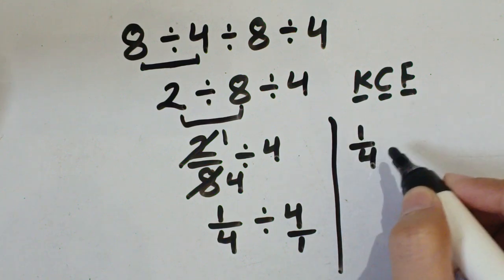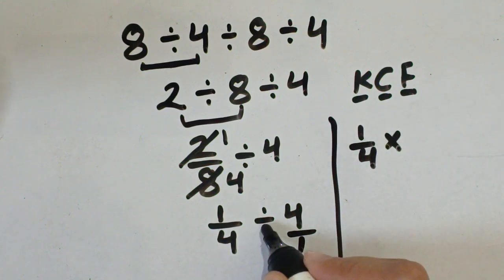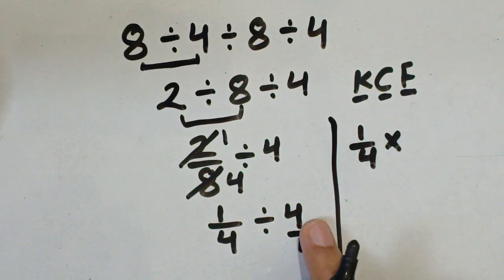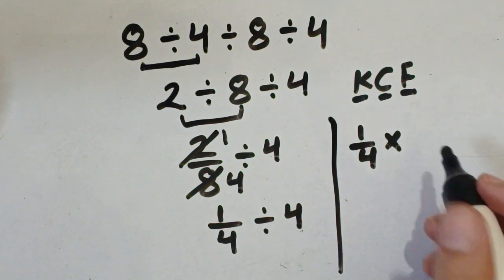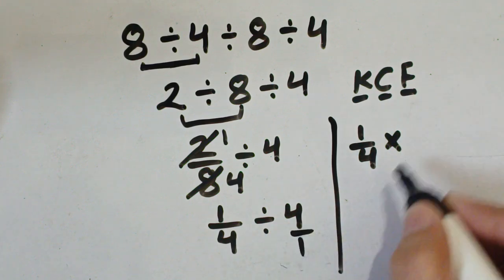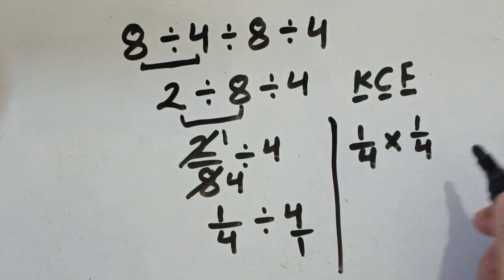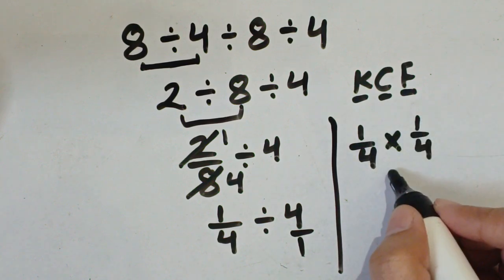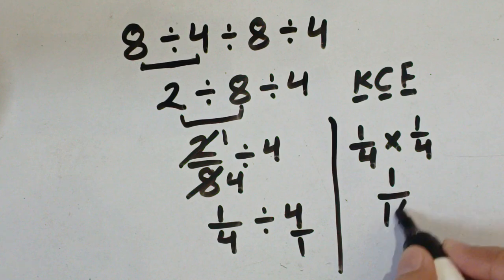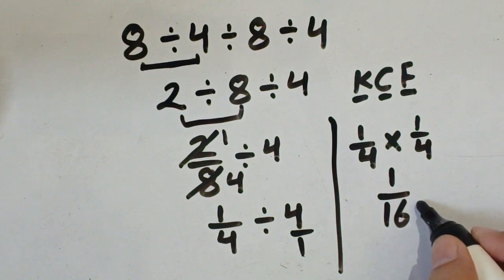So 1 by 4, this division change into multiplication, and here 4 by 1 is there, so 1 by 4 will come. Now multiply, 1 fours are 4, 4 fours are 16. So 1 by 16 is the correct answer.